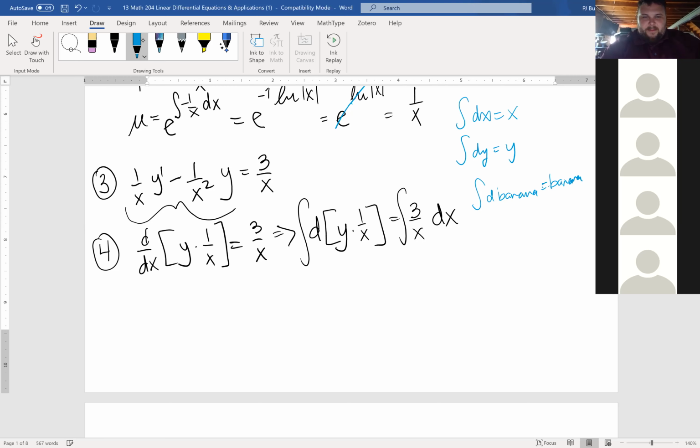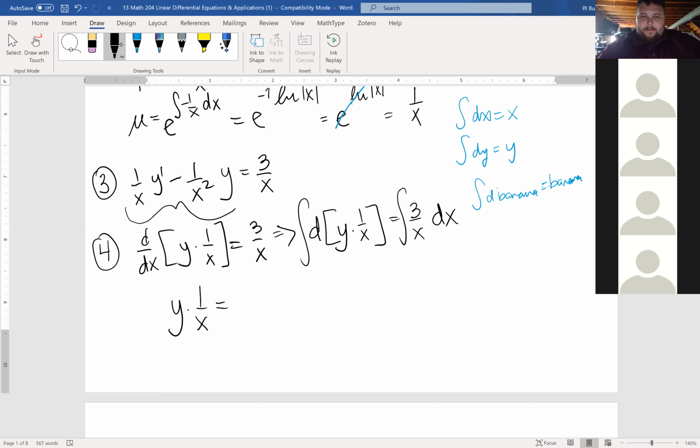This is the same thing, right? This is d of y times 1 over x. So when I integrate, I just get what's inside the brackets. And that's the case every single time you do one of these problems. So once you get to this point, the left-hand side is always going to just become whatever's in the bracket.